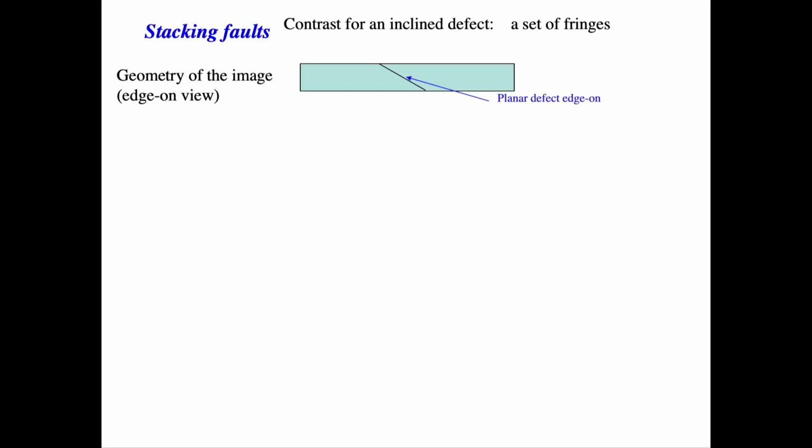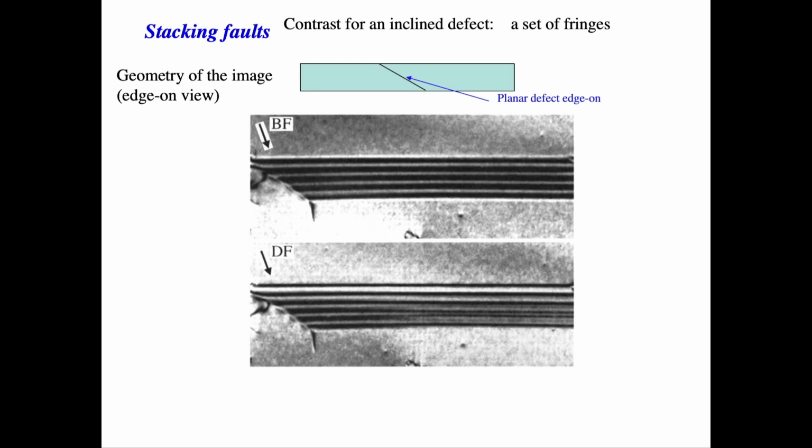Okay, and then for stacking faults, say we have an inclined stacking fault in the foil like this, and we're looking edge on here. And here's an image then, with the beam coming down. And you see we have a set of fringes here, bright to dark. And what do we notice about them? Sometimes we have bright fringes on the outside, and this corresponds to either the top or the bottom of the foil. We'll see that we can actually determine that. And this is in bright field.